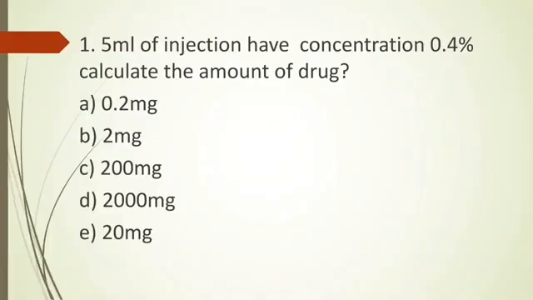Now let's see the first question. 5 ml of injection has concentration 0.4%. Calculate the amount of drug. Option A 0.2 milligram, option B 2 milligram, option C 200 milligram, option D 2000 milligram, and option E 20 milligram.